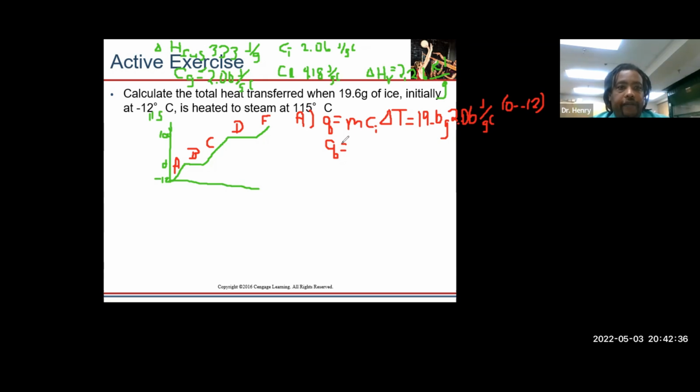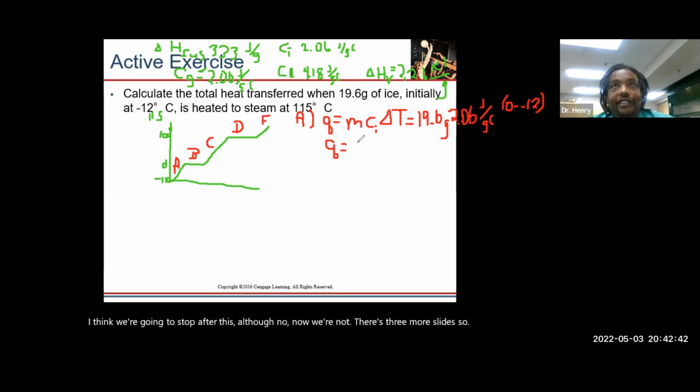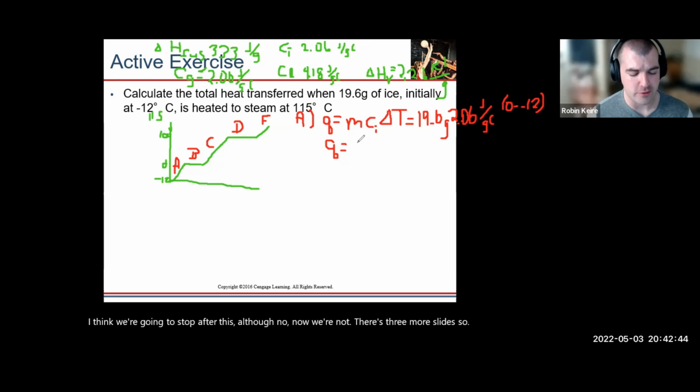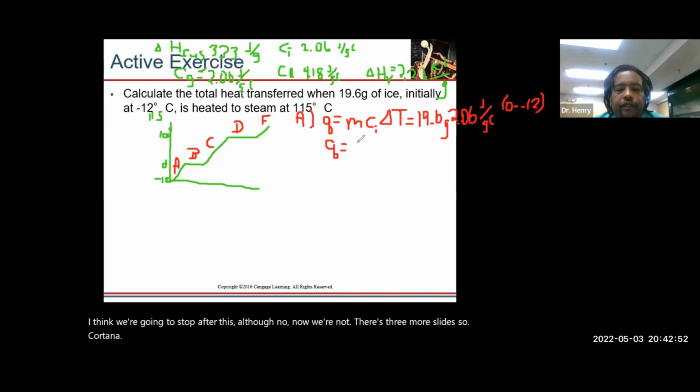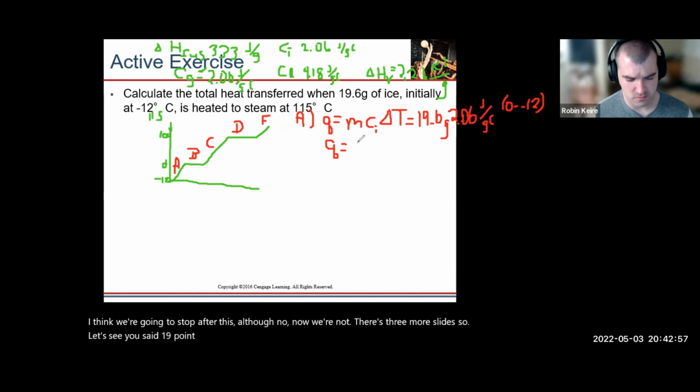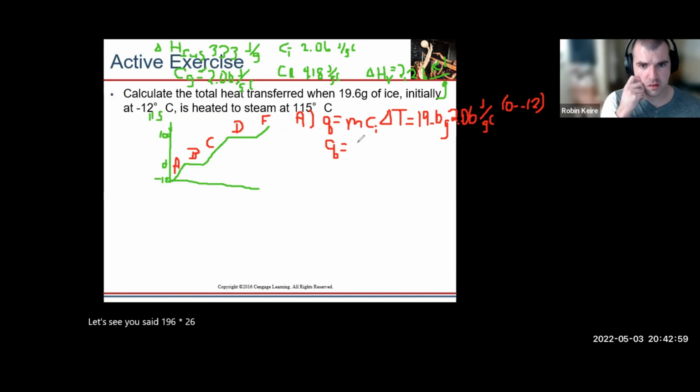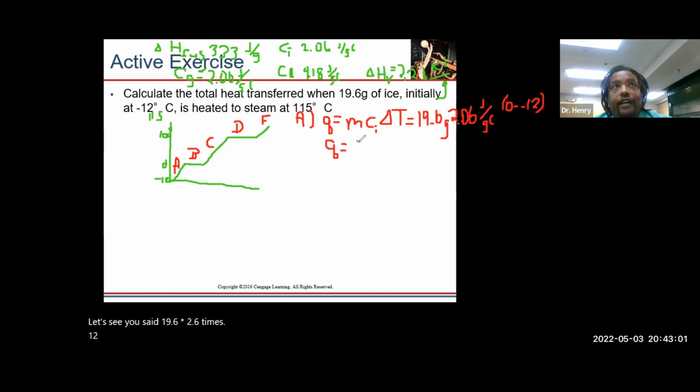I think we're going to stop after this. Although, no, now we're not, because there's 3 more slides. Would it be 485 joules? Is that, did I get that right? Okay, let's see. 19.6 times 2.06 times 12. Yep, 485.